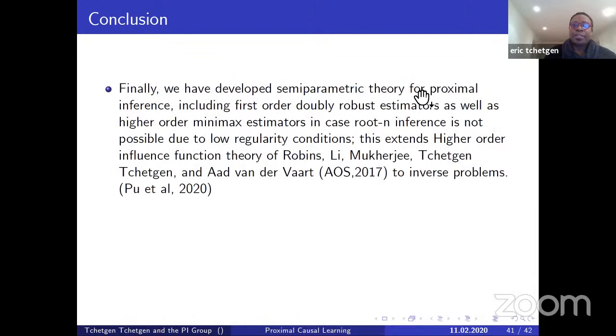And finally, we've done some semiparametric theory and more mathematical statistics type questions about establishing lower bounds for estimating these objects when root n is not possible.